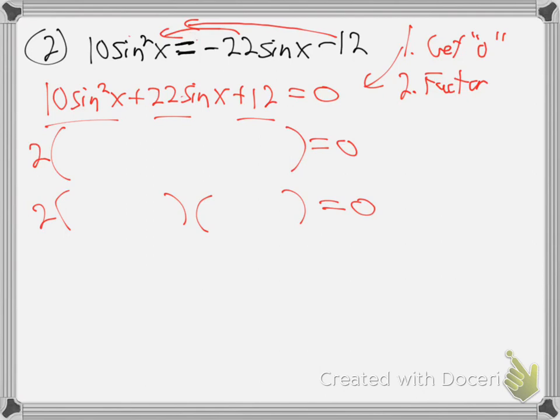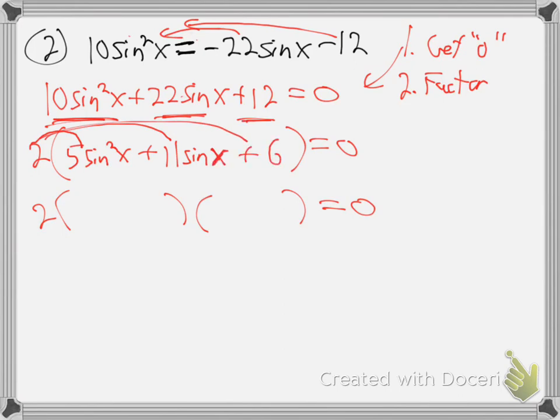So what goes on the inside? Whatever works. In other words, 2 times what will be 10? 5. And then we just leave the sine squared. Plus 2 times what will be 22? 11 sine. 2 times what will be 12? 6. Is that good?